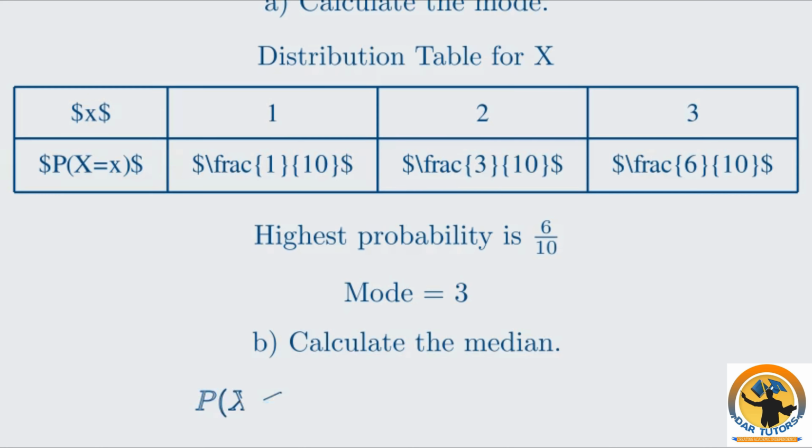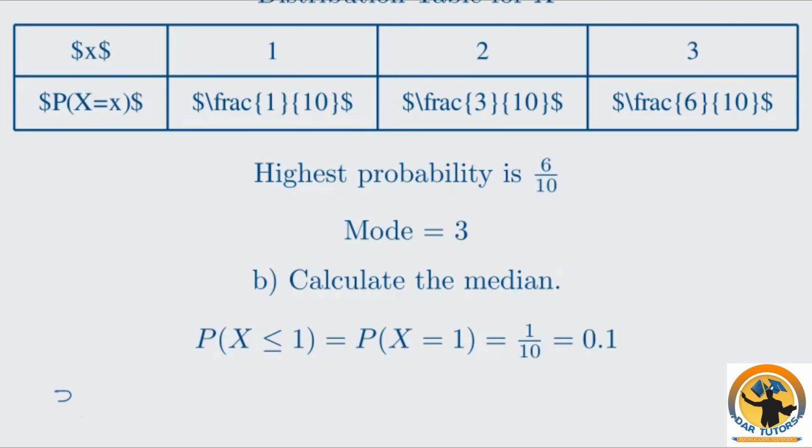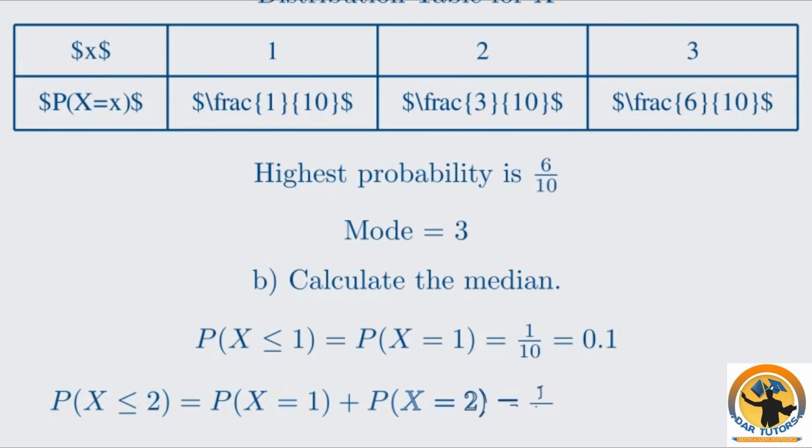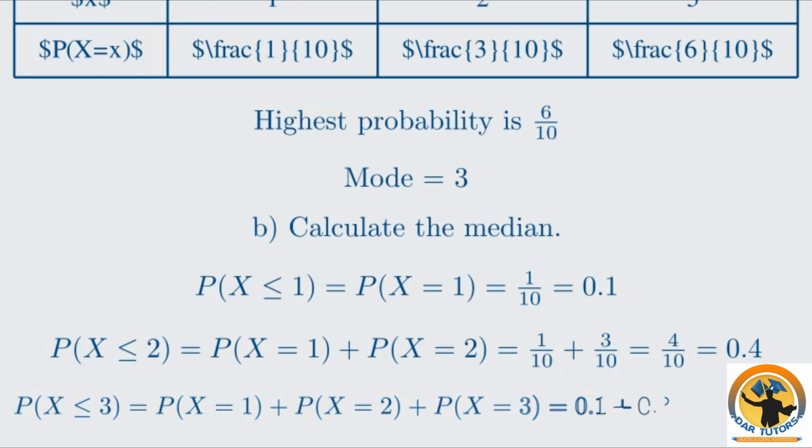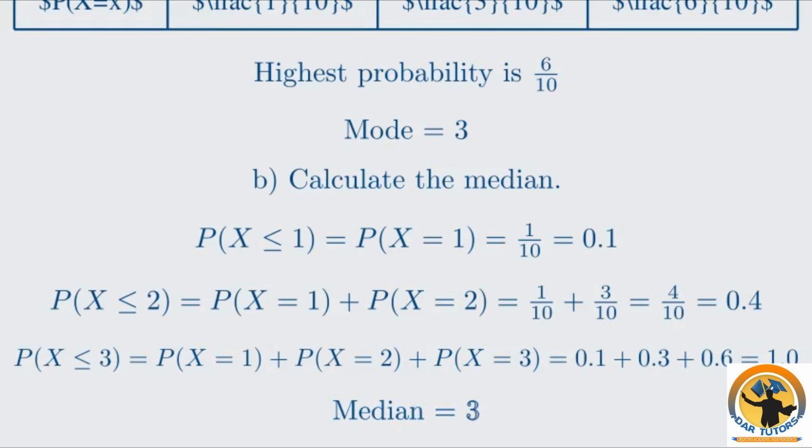For x equals 1, the cumulative probability is P(X ≤ 1), which is 1/10, or 0.1. This is not yet 0.5. For x equals 2, the cumulative probability is P(X ≤ 2), which equals 1/10 plus 3/10 equals 4/10, which is 0.4, still not 0.5. For x equals 3, the cumulative probability is P(X ≤ 3), which equals 1/10 plus 3/10 plus 6/10 equals 10/10, which is 1. This is the first time the cumulative probability is 0.5 or greater. Therefore, the median of this distribution is 3.